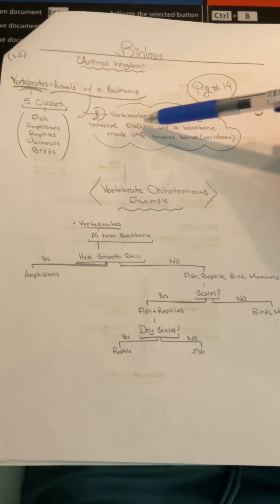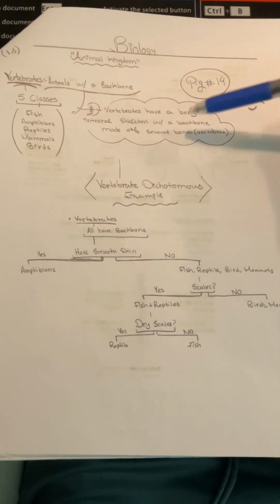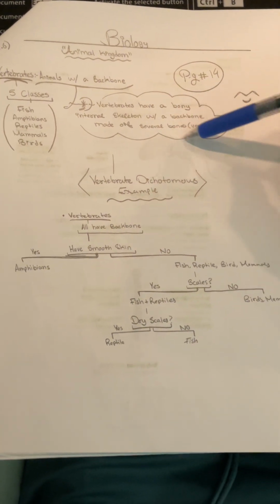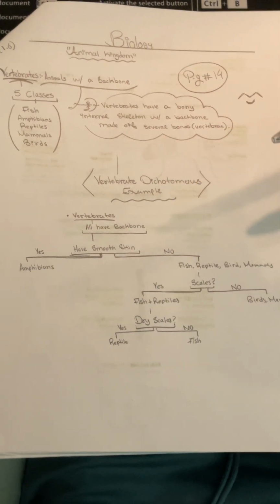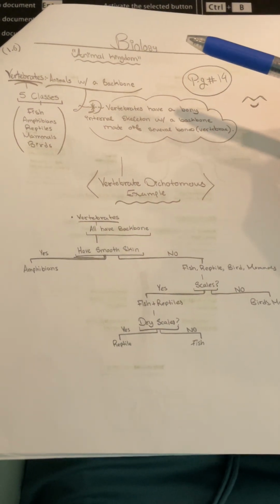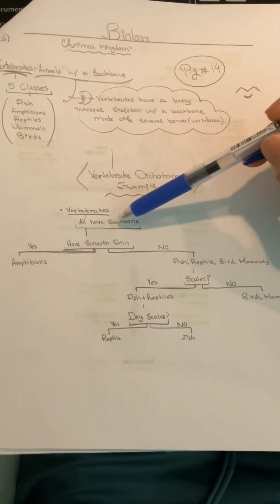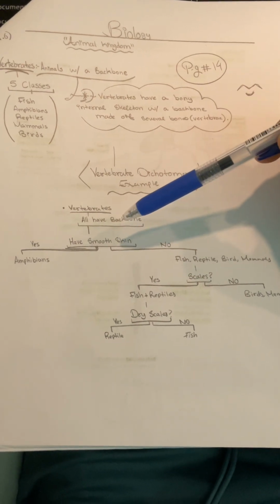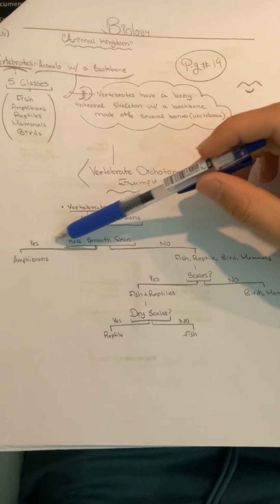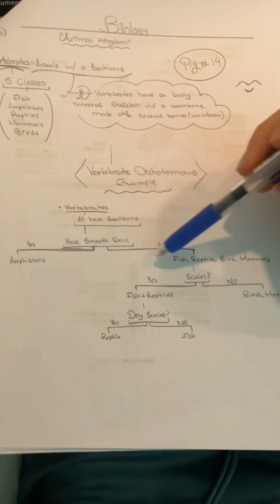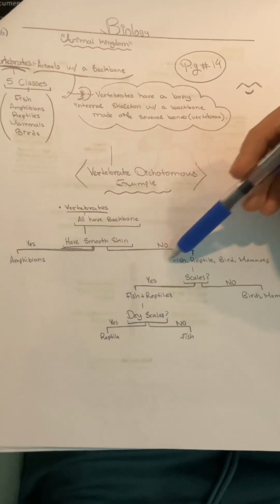Vertebrates have a bony internal skeleton with a backbone made of several bones, known as the vertebrae. So, let's have a dichotomous key example of the vertebrates. All vertebrates have a backbone. Do they have smooth skin? Yes, the amphibians have smooth skin, but the fish, reptiles, birds and mammals don't have smooth skin.